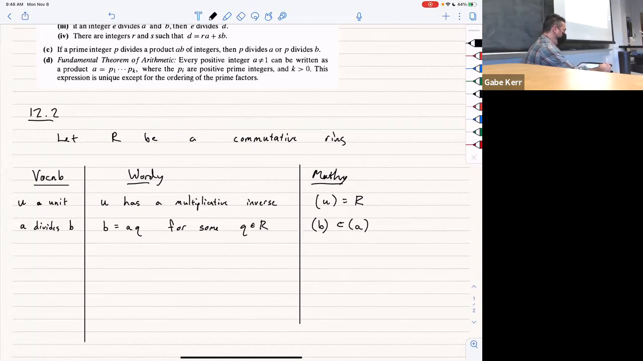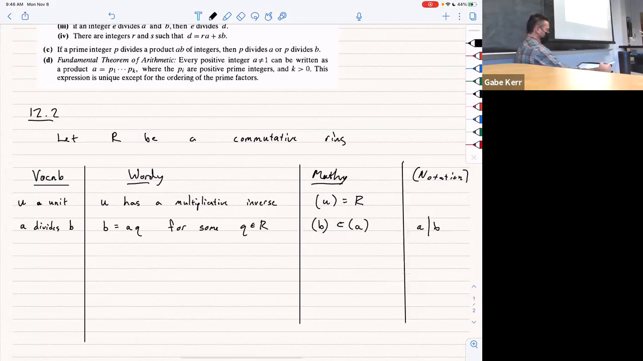So sometimes there's a little notation here. I don't see Art using this notation, but I might use it. I think I've told you before. That's the notation for A divides B. Very common. Not all of these have notation.